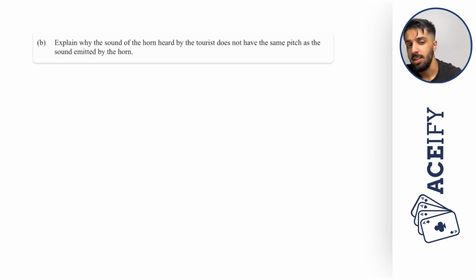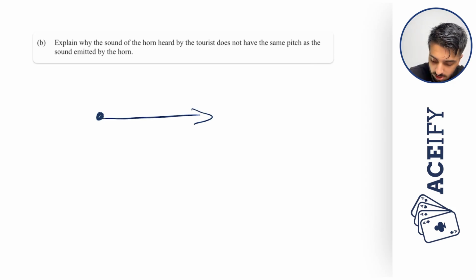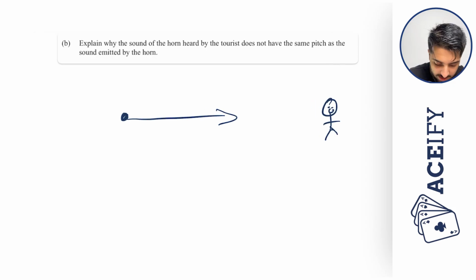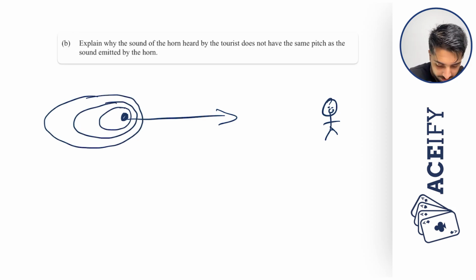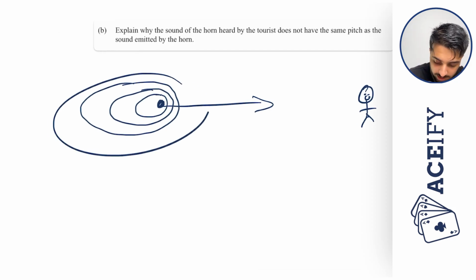Explain why the sound heard by the tourist does not have the same pitch as the sound emitted by the horn. And if you remember, pitch is just another word for frequency, so why does it not have the same frequency? This is just a common Doppler explanation. Right, we have a ferry, which we can put as a dot, moving towards the tourist, right here. As it moves, we know it catches up to previously emitted wavefronts. And therefore we get our wavefronts looking like this.